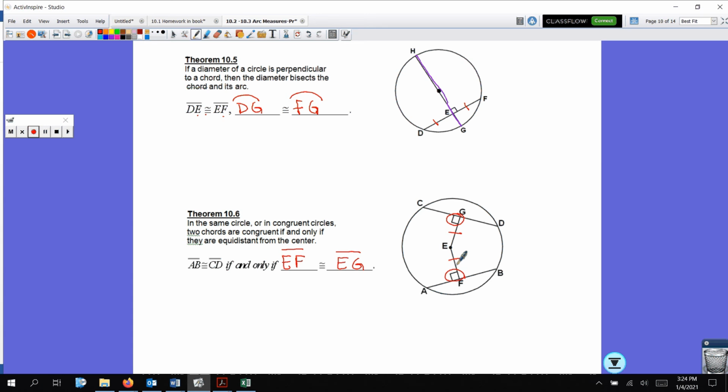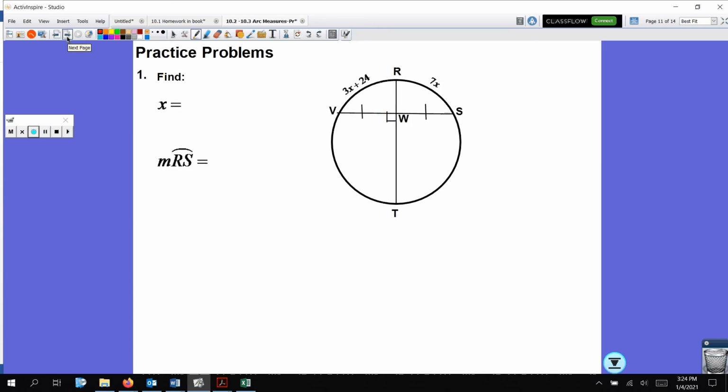Let's look at some practice problems. All right, we're going to find x. So if you notice that TR is the diameter and it intersects this chord and bisects it, we know that these arcs are congruent as well.